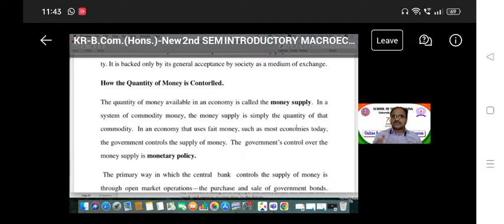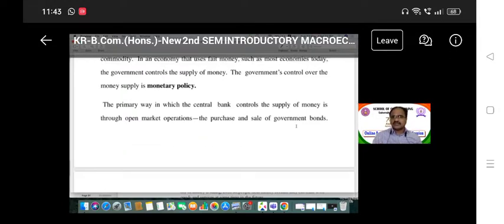So there are two types of policies used by the government. One is the monetary policy, another one is the fiscal policy. We discussed this somewhere in some concept earlier. Monetary policy is the policy on the supply of money by the government, controlling the supply of money. Fiscal policy is the government expenditure and revenue policy, which we will discuss in detail later. So here we are discussing money supply. Who controls it? The Government of India, that is the RBI.